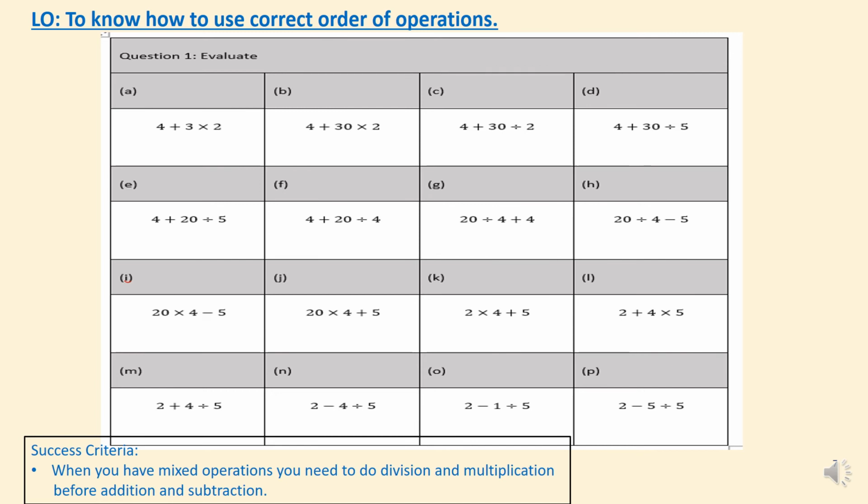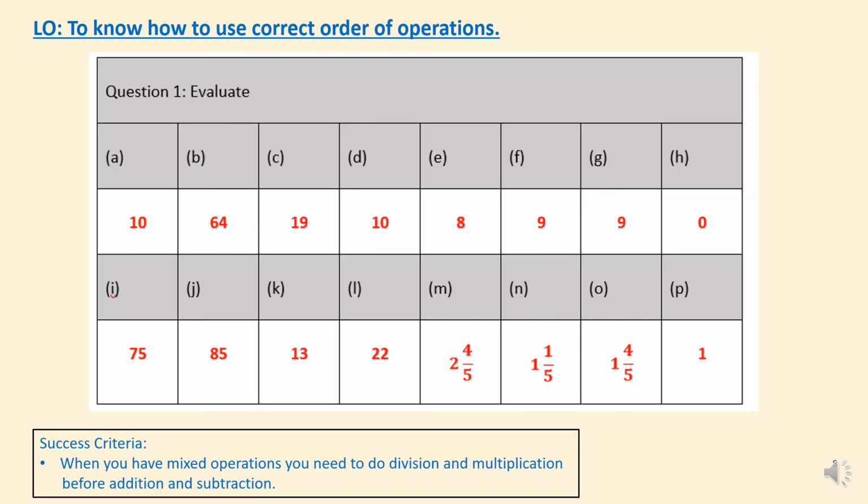Just make sure you follow the BIDMAS rule, which means in each case multiplication or division comes before addition or subtraction. Okay, have a go with all of them and start the video again. Now change to a green pen please and self-mark your answers. Pause the video, self-mark all the answers with the green pen.